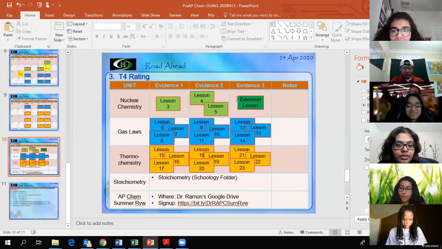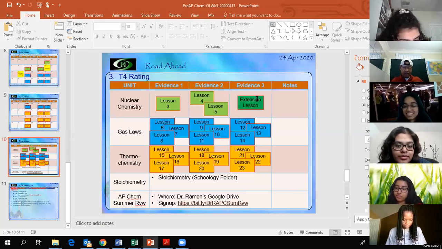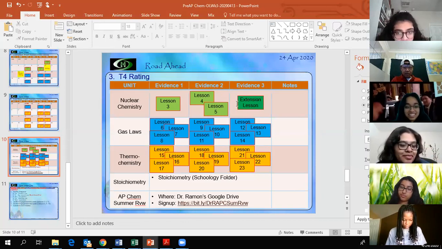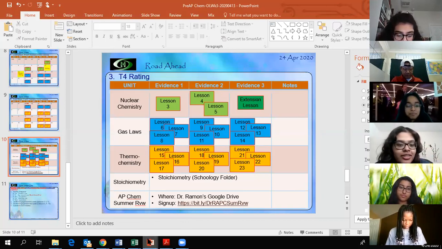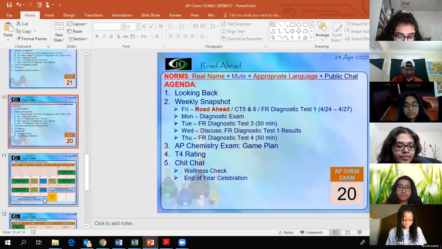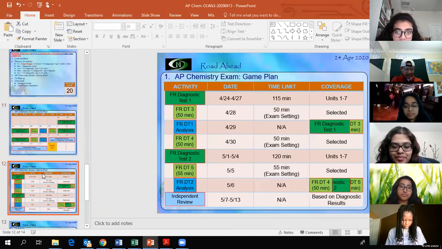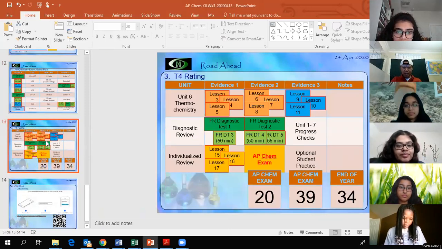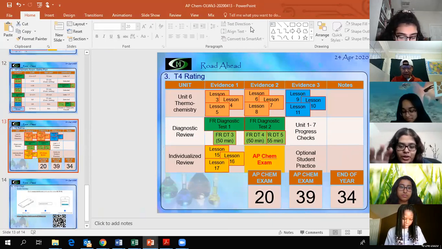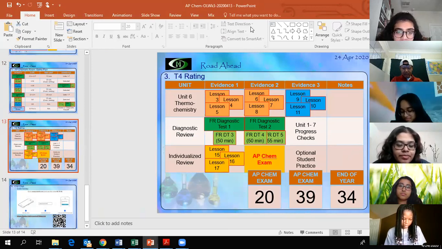If you refer to this slide, pretty much everything. Oh, is this though? Oh, this is pre-AP. Oops. I was saying, that doesn't look right. This one is what you want to refer to. Okay, so as long as we try all those lessons, it doesn't matter. Is that what you're saying? Yeah, this is for T4 rating, right?